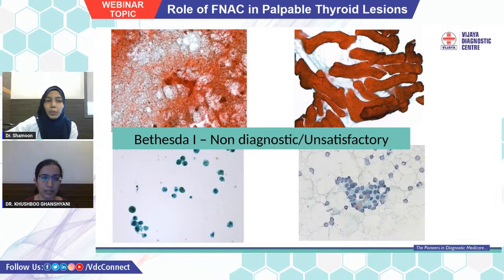The third image is showing hemosiderin laden or foamy macrophages, and there are no follicular cells again. And the last image is showing air-dried follicular cells with obscured nuclear layers. These all fall under category 1, where it is considered non-diagnostic or unsatisfactory.